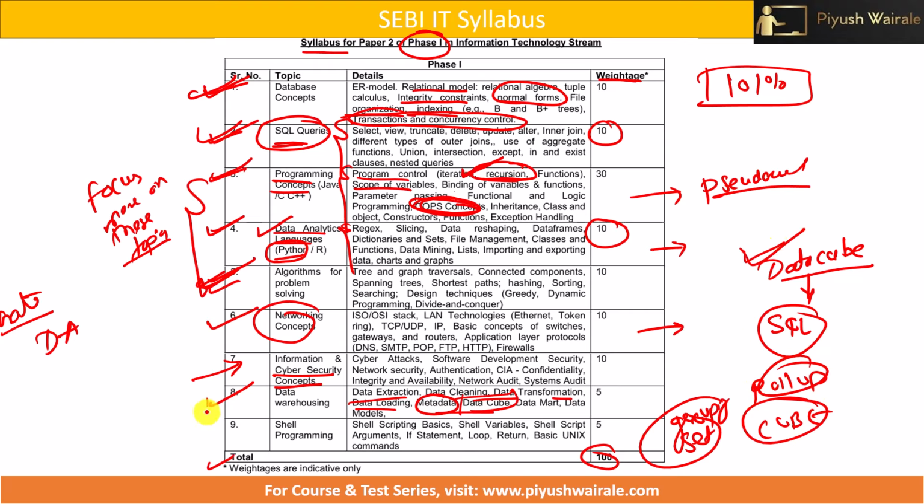So data warehousing is a very, very important topic. Even though the weightage is less, definitely one question will be there from this data cube. I'm 100% sure. Then we have shell programming here: shell scripting basics, shell variables, right?